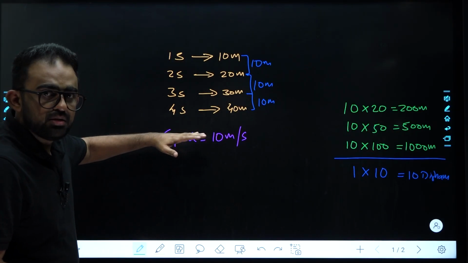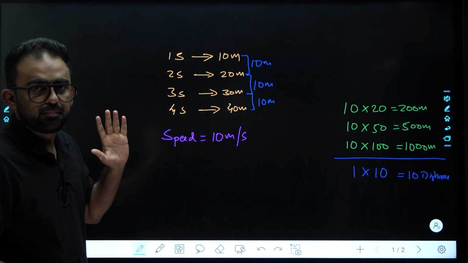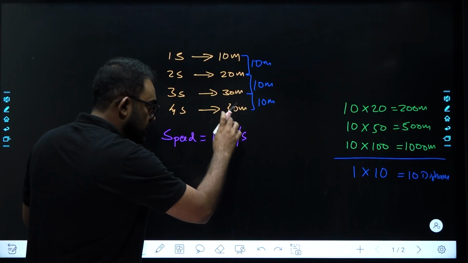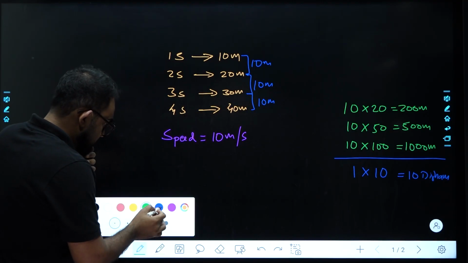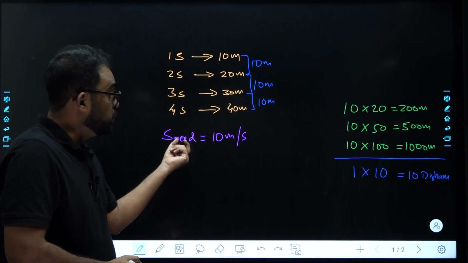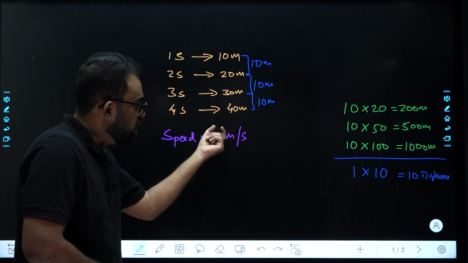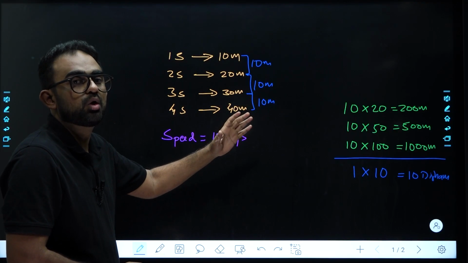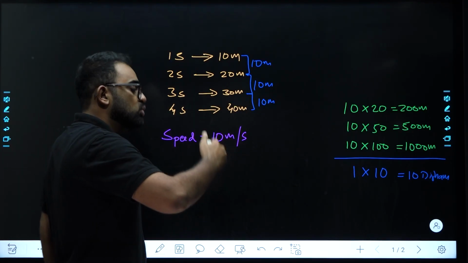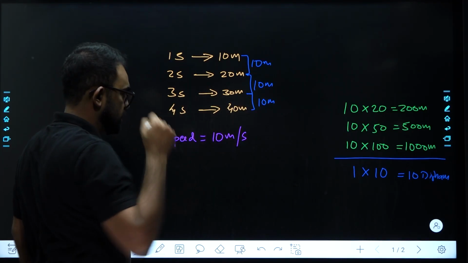Here the speed of the cyclist is 10 meters per second. Please focus on the unit. That is, from here we have already learned the unit of the speed is simply meter per second. That is, in 1 second how much distance we have covered. That is the unit of the speed. Now we are going to understand furthermore by using this unit.